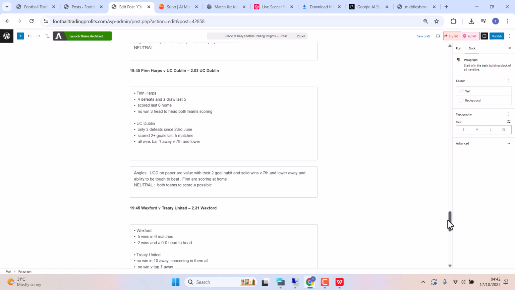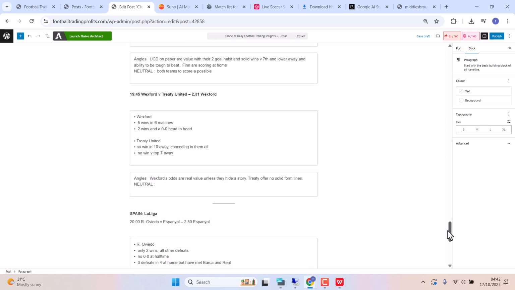Only 3 defeats since the 23rd of June for UCD. What a contrast, but not really reflected in the market. That does suggest a bit of value for UCD. 2-goal habit, solid wins against 7th and lower. So I don't know why they're not shorter priced favourite here today, University College Dublin.